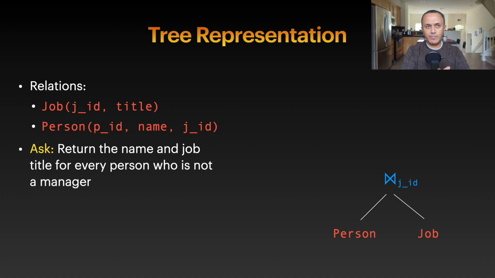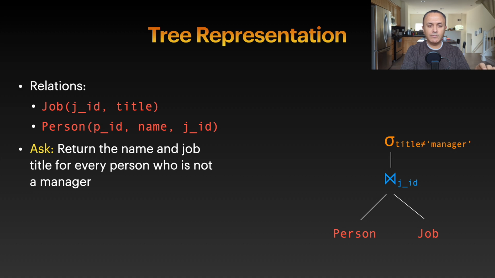What's the next step? We want to output only the ones that are not a manager, right? So that's a condition. So we can add a selection on top of that says title is not equal to manager. So see here the order of operations. The join is going to happen first, and then we're going to do the selection on top of it. Now, okay, we filtered out everyone who's a manager, and now we have the non-manager people remaining.